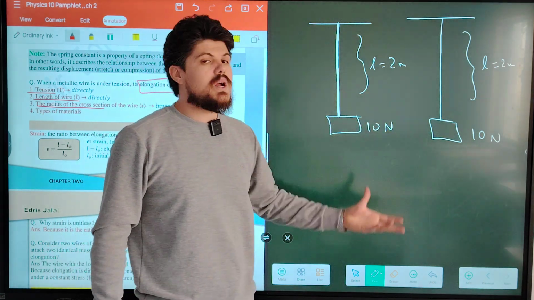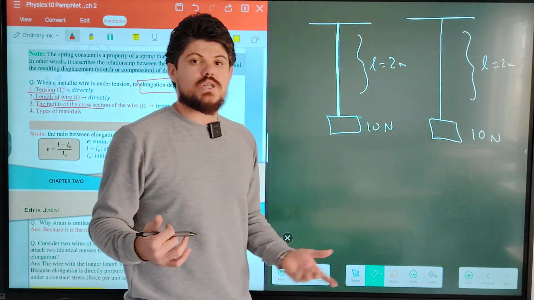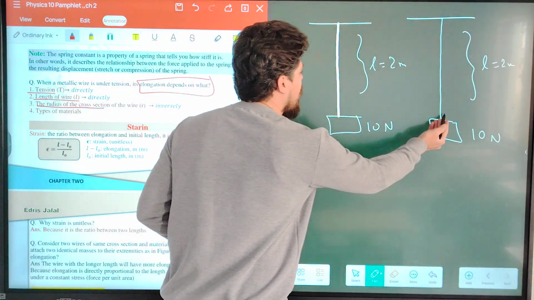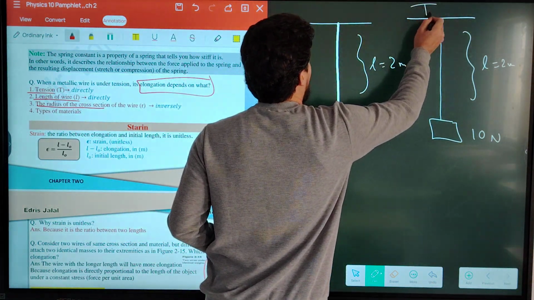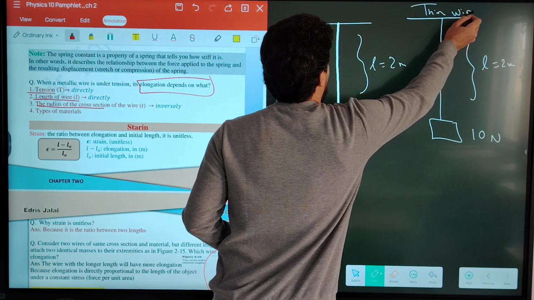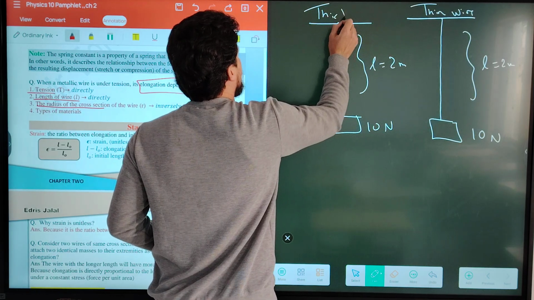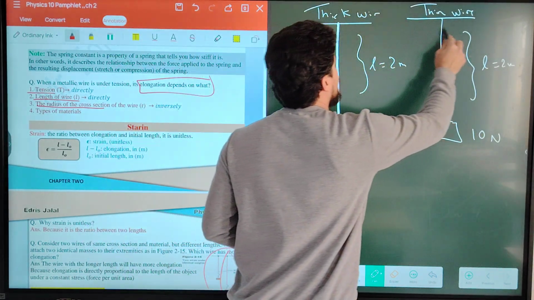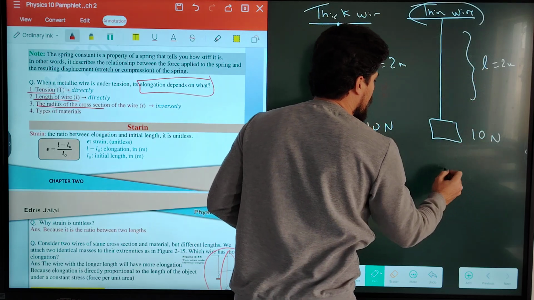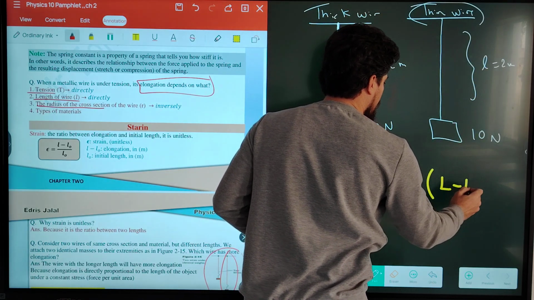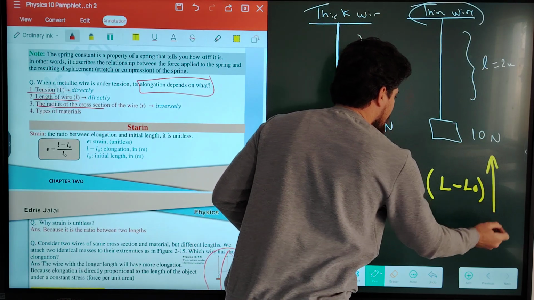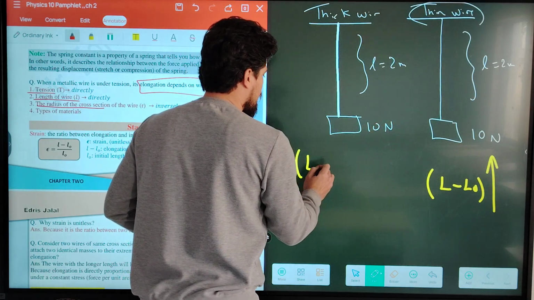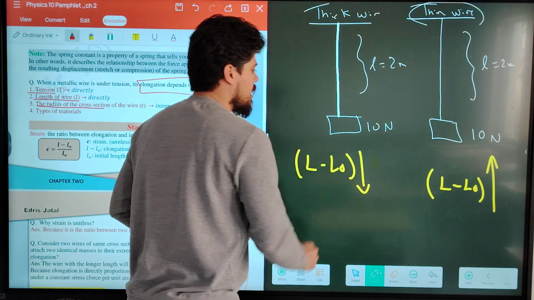Okay? But which wire has more elongation under the same tension and the same length? The thin wire or thick wire? This is thin wire and this is thick wire. Which one has more elongation? Absolutely the thin wire. This one has more elongation, but this one has less elongation.